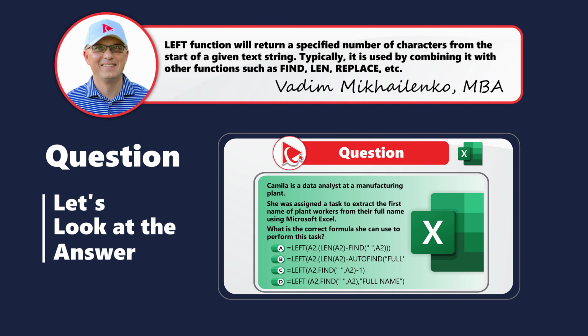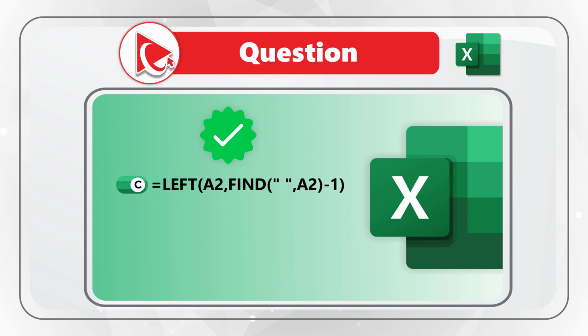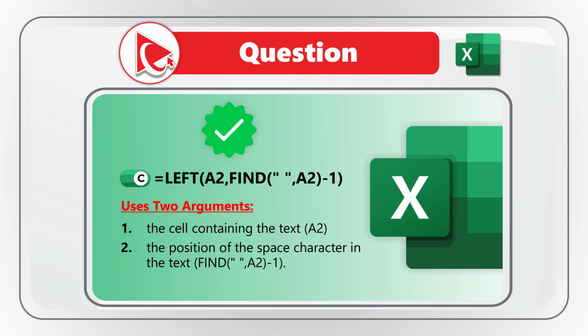As you might have guessed, the correct choice is choice C. It uses the LEFT function and provides 2 arguments. The first argument would be the value of cell A2, and the second argument would be the FIND function, which supplies a space, as well as argument A2 minus 1.